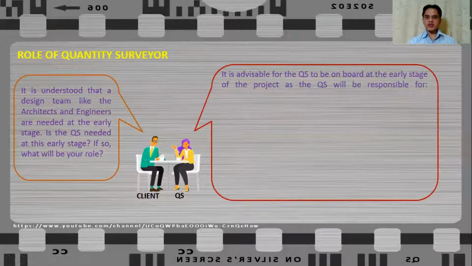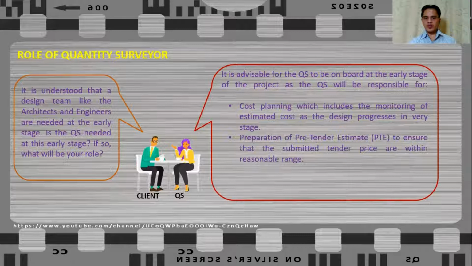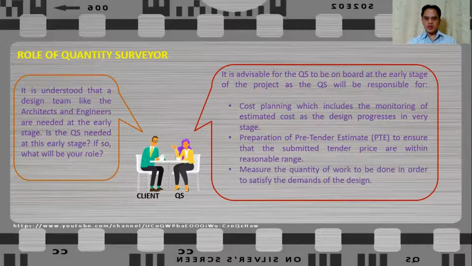It is advisable for the quantity surveyor to be on board at the early stage of the project, as the QS will be responsible for cost planning, which includes the monitoring of estimated cost as the design progresses in every stage. Preparation of pre-tender estimate to ensure that the submitted tender prices are within reasonable range. Measure the quantity of work to be done in order to satisfy the demands of the design. And preparation of tender documents or contract documents.